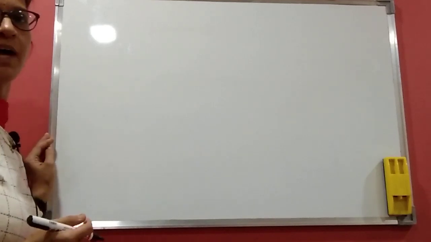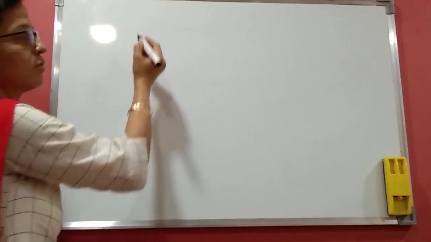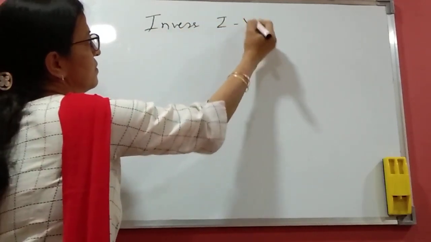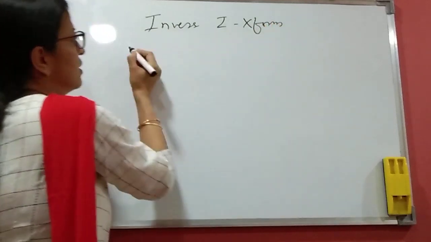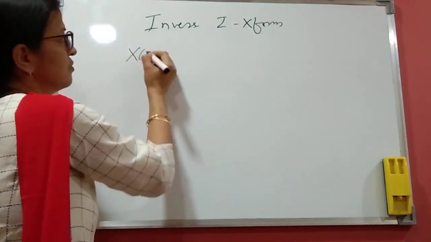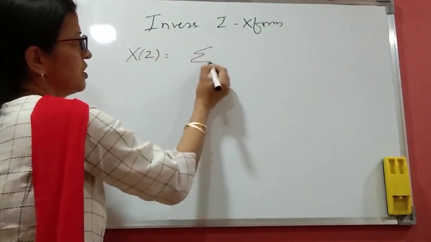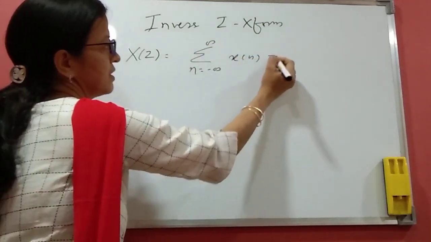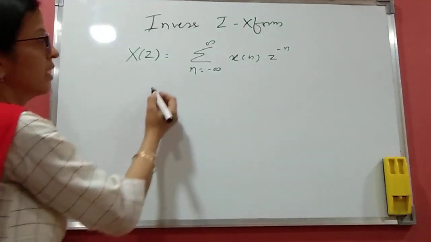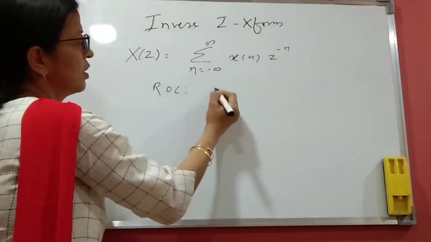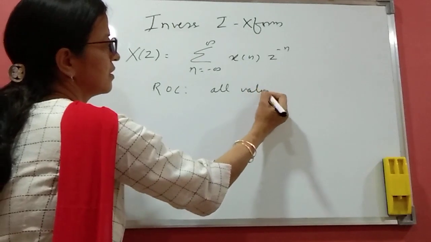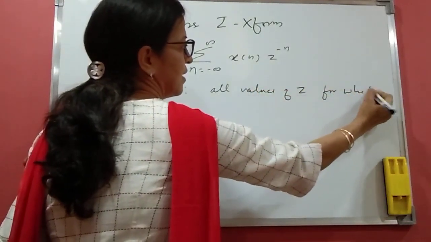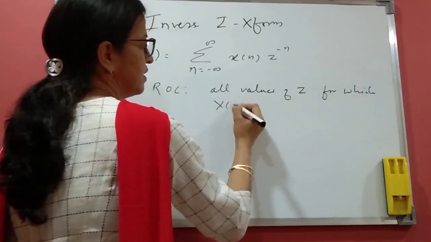So in continuation with the last lecture, we'll see today what is inverse Z transform. As we know, Z transform is given as X(z) equals summation n equals minus infinity to infinity x(n) z raised to minus n. ROC is all values of z for which X(z) exists.